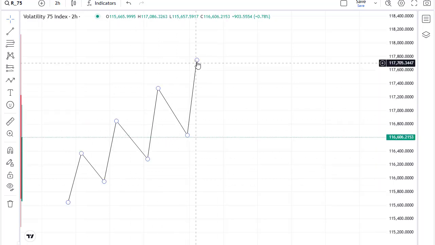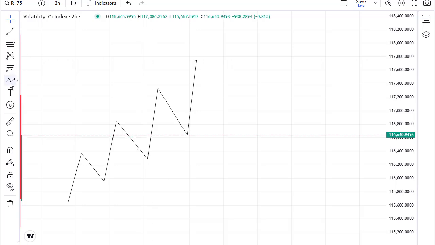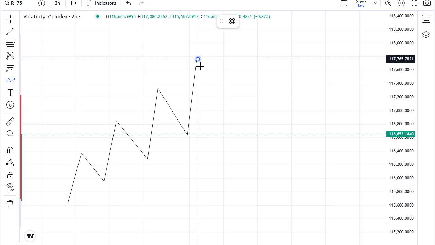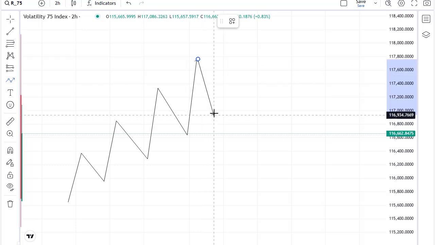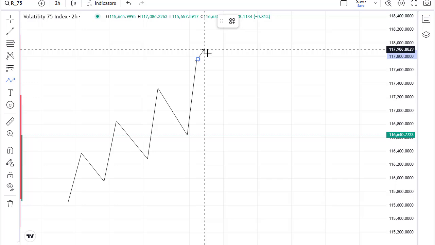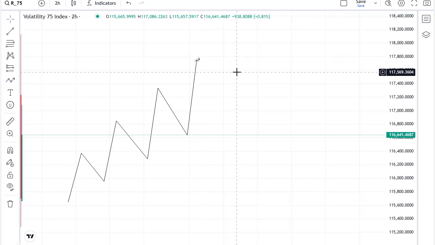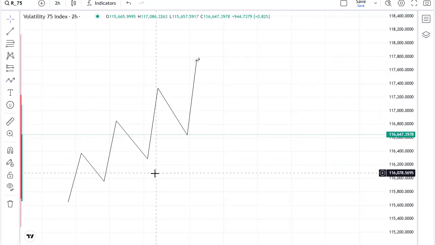Sometimes when price pulls back, we don't know when the pullback is going to end. If price starts pulling back now, are we going to buy here? Are we going to buy here? So sometimes a trend line could be a good indicator to tell us that, okay, the pullback is going to be completed, right?